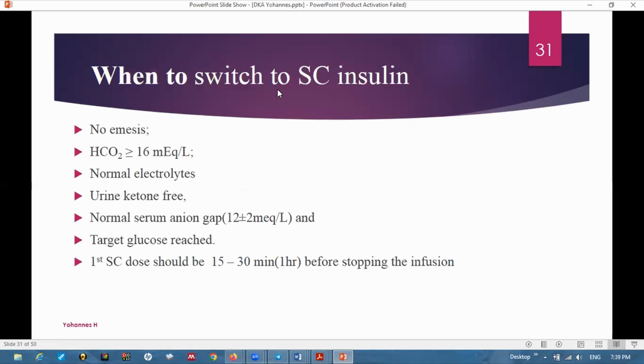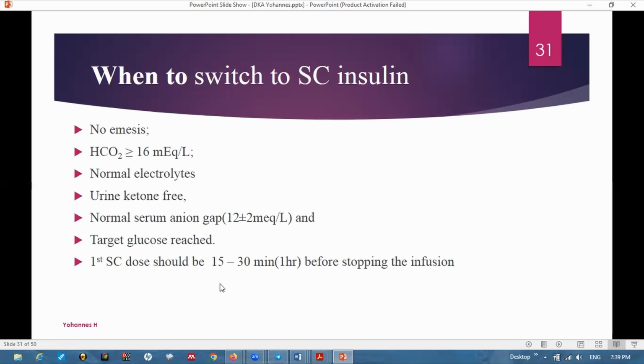So when to switch to subcutaneous insulin? Those are the criteria. If there is no emesis, if the bicarbonate level is improving to more than or equal to 16, if the electrolytes are normal, urine ketone is free, anion gap is normal, then we can switch them to subcutaneous insulin.